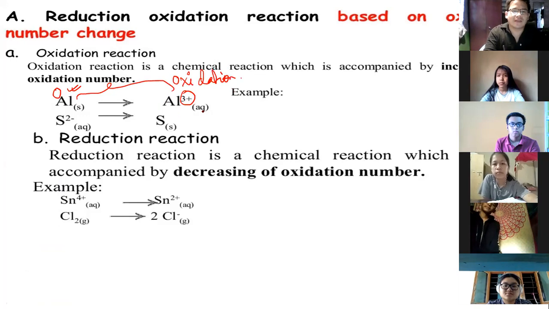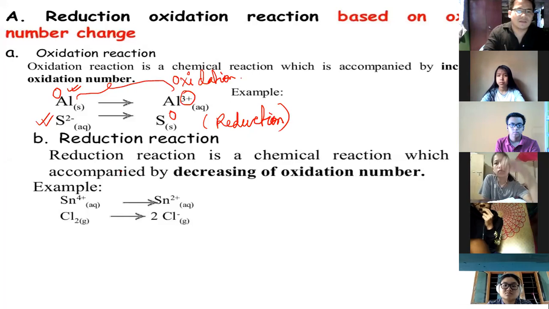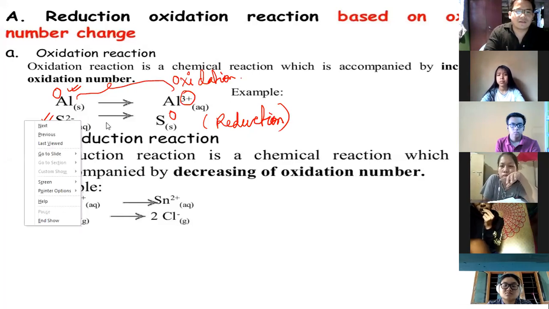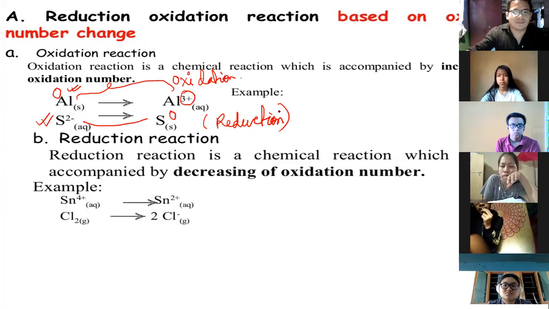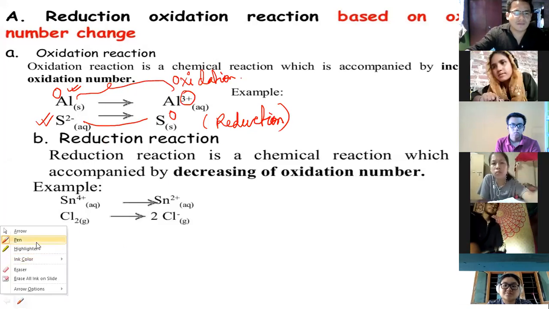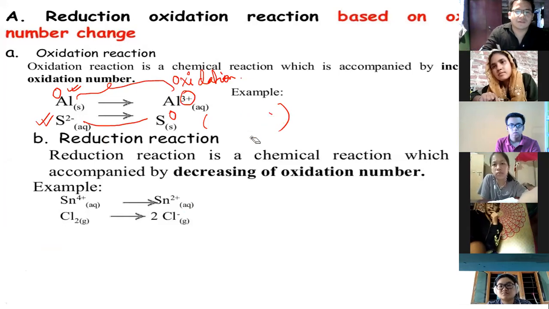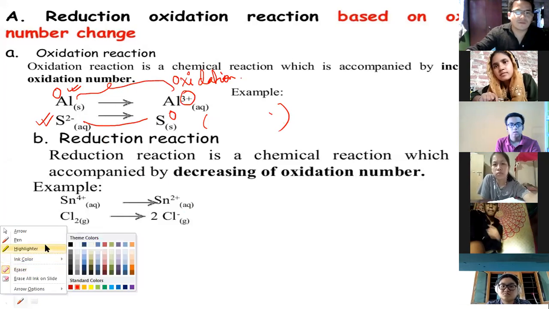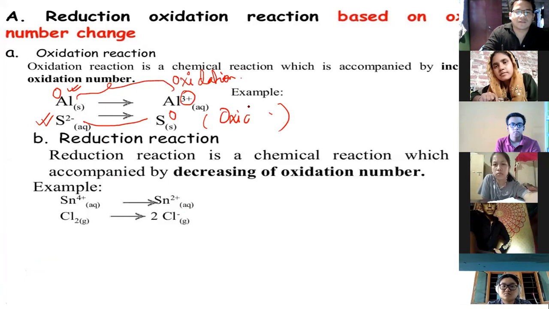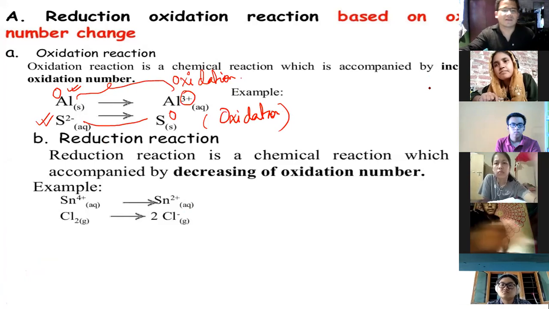Oxidation. Now, can you assign oxidation or reduction for the second problem? Sulfur? Reduction. Very good, because it is decreasing. Sulfur in the uncombined state is 0, and it goes to -2. Now, is this oxidation or reduction? Oxidation. Yes, it is oxidation, because it is increasing in the oxidation number. So this is also an example of oxidation. Reduction is when the oxidation number decreases.